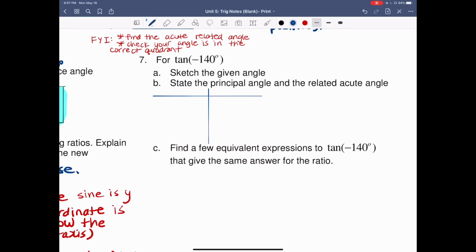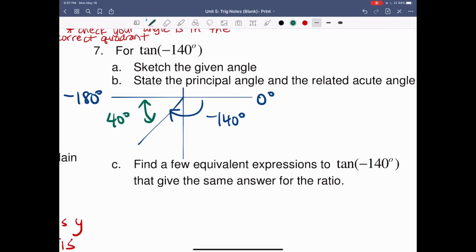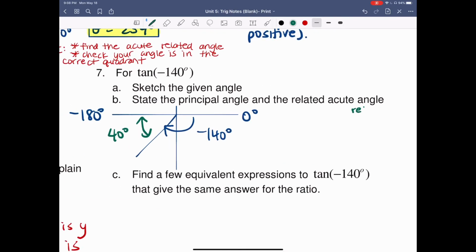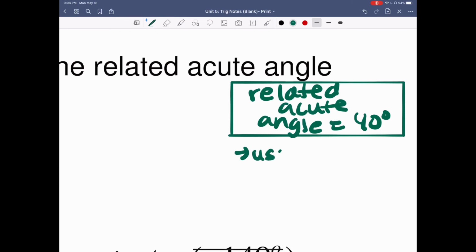7. We have negative 140 degrees, and we started off from 0 to negative 180 degrees if we're interpreting it clockwise. That makes my related acute angle equal to, well, 180 minus 140 is 40. And remember, you always want to be writing your related acute angle as a positive. I'm going to write related acute angle is equal to 40 degrees. The diagram.